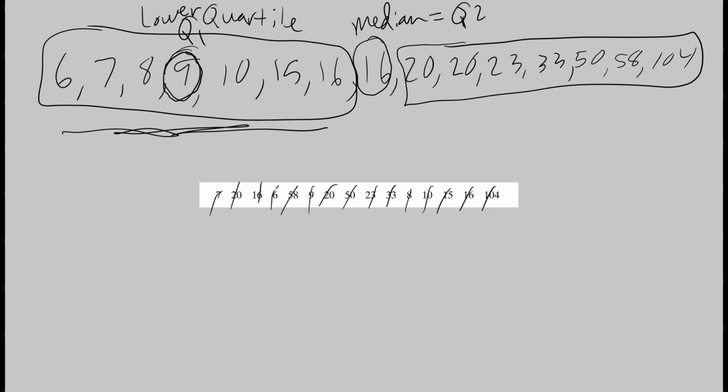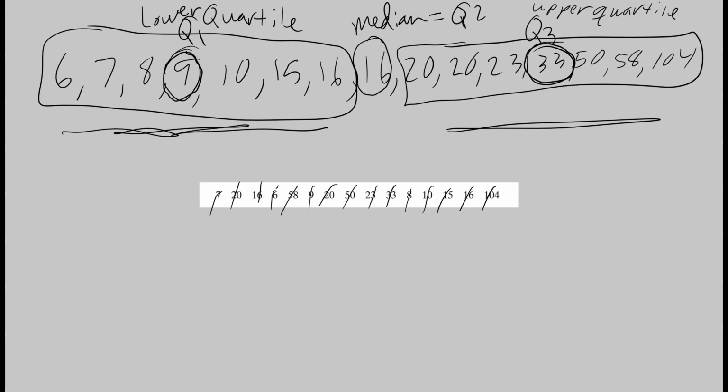I'm going to do the same thing with the upper half now. My fingers are on 20 and 104. Now they're working their way in. I'm on 20 and 58, 23 and 50. And now they have both centered on 33. So 33 is the median of the upper half of the data. This is called Q3, also known as the upper quartile.